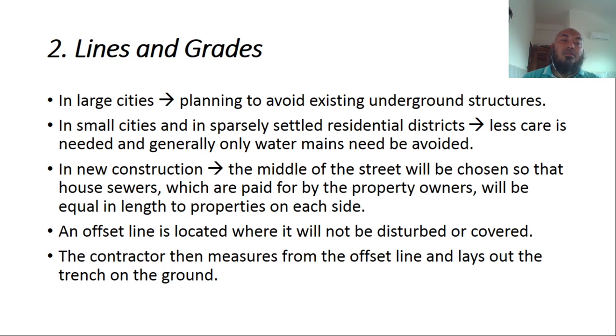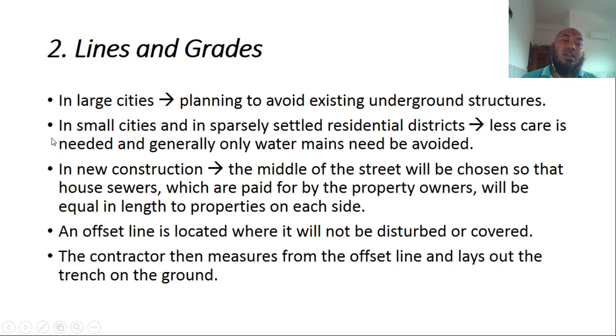Number 2 is line and grade. In a large city, the line and grade should be planned to avoid existing underground structures. For example, pipelines, water mains, electricity, and telecom cables. So this is what we have to avoid.